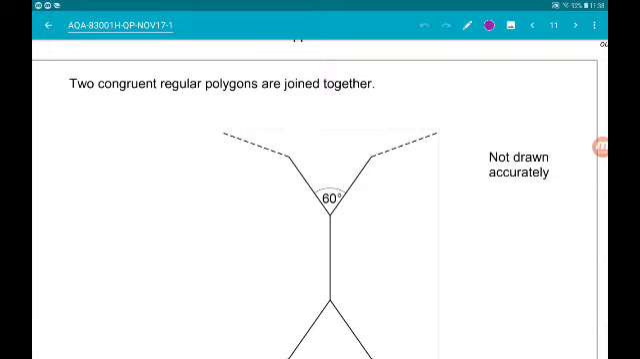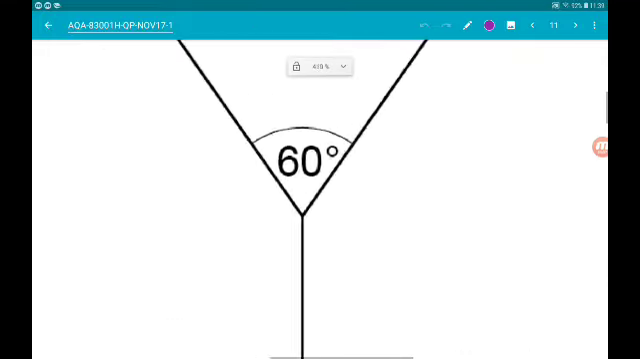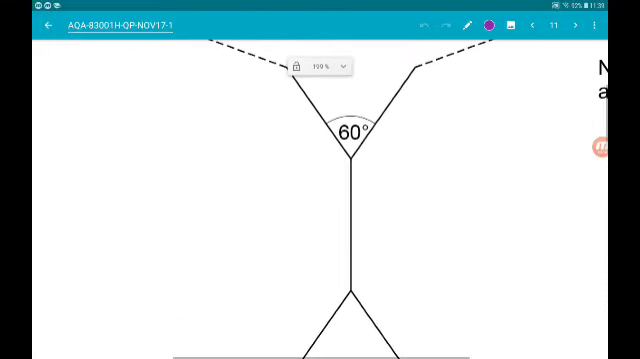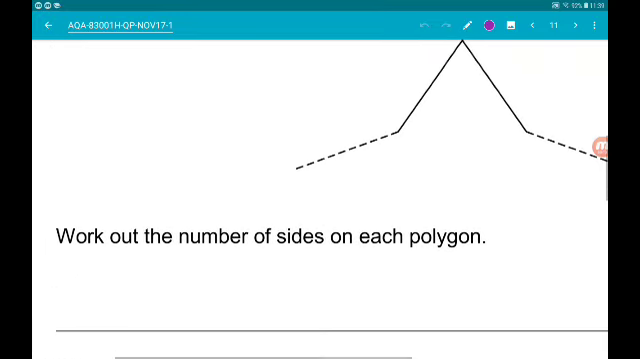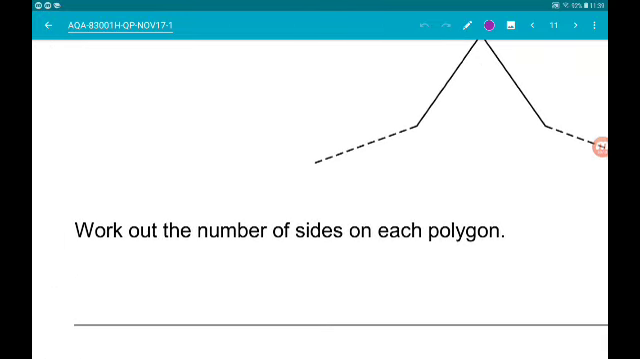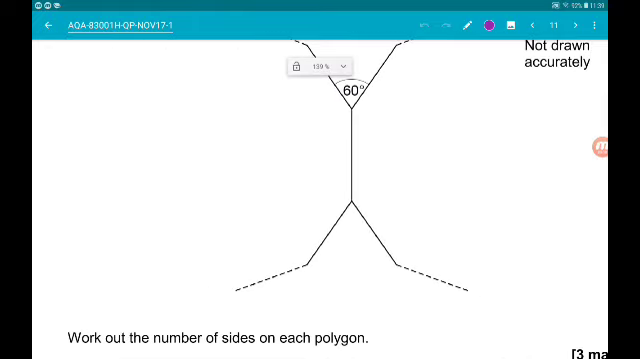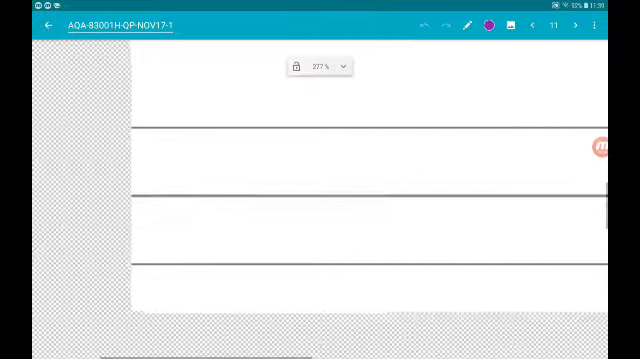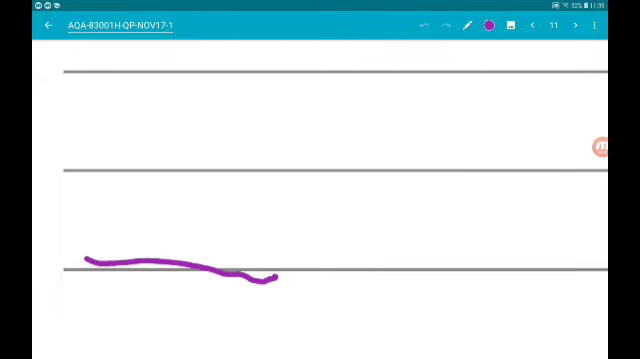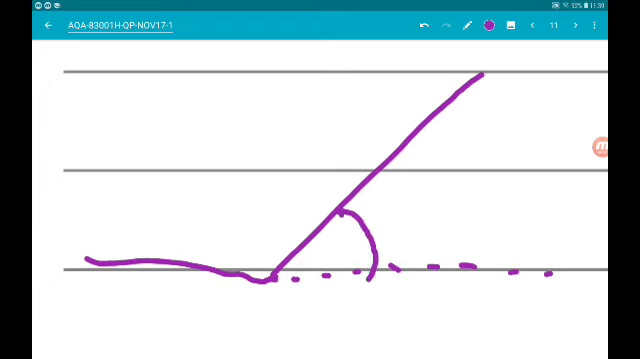Okay, question 14. Two congruent polygons are joined together, so we've got this angle here of 60 degrees between them. We want to work out the number of sides of each polygon. So this is going to come down to external angles. An external angle, if this is part of a polygon, imagine a straight line continued there. The external angle is that one there.